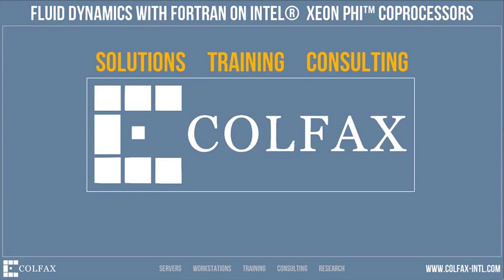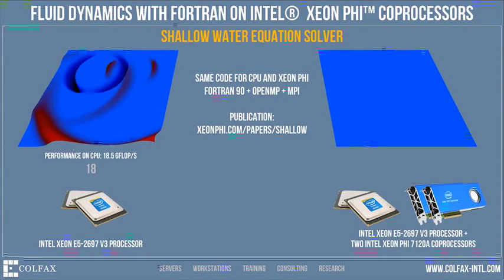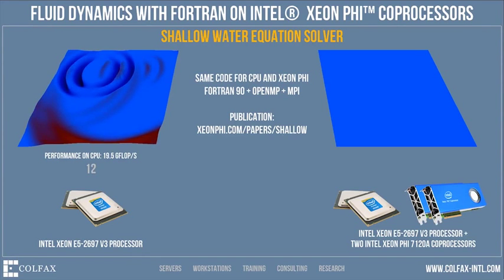Welcome to Colfax Research. We're going to demonstrate the acceleration of computational fluid dynamics with Intel's Xeon Phi coprocessors. In this example, you're looking at a shallow water flow solver at work. Calculations of this kind are used in weather and climate sciences and in hydraulic engineering to model the behavior of water basins in the Earth's atmosphere.